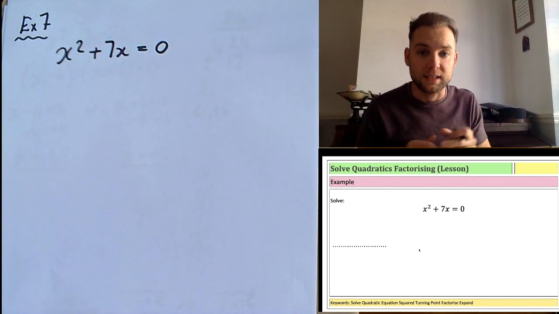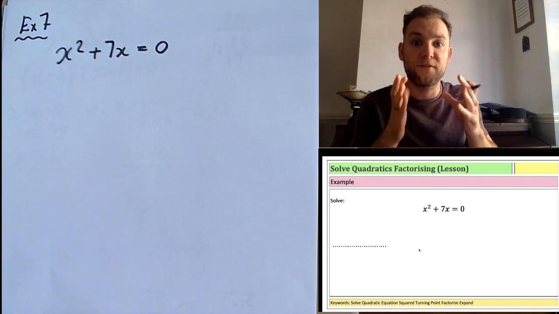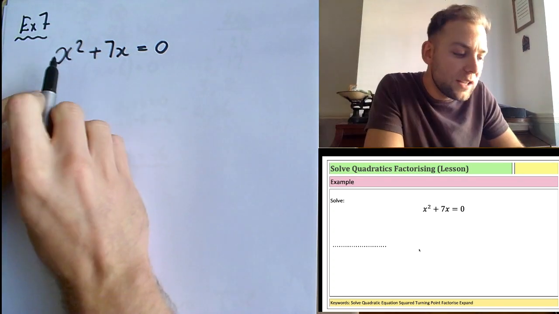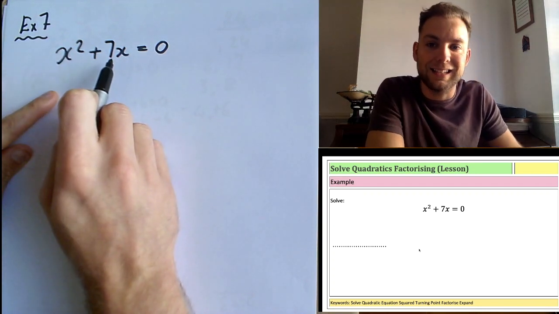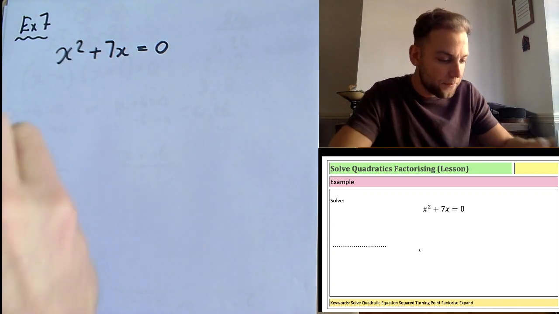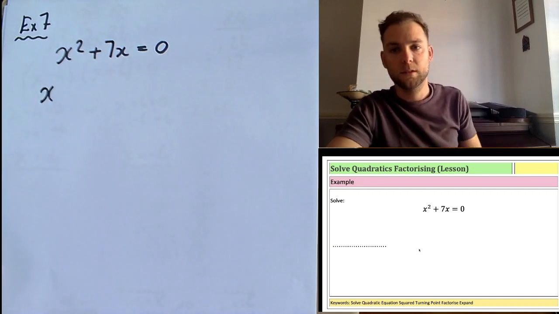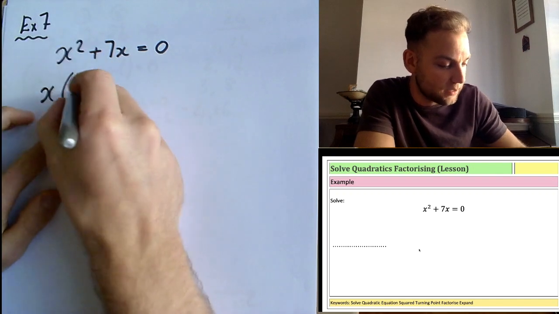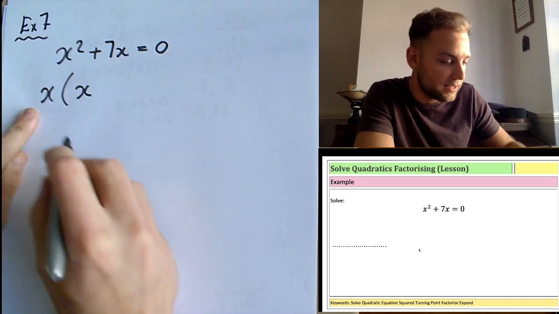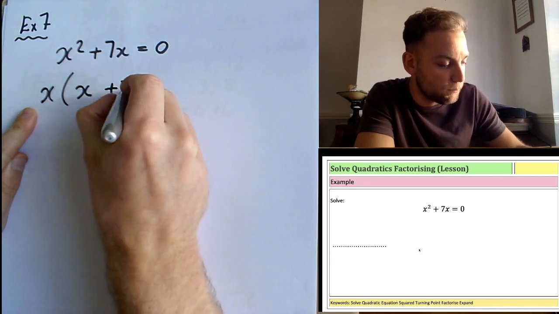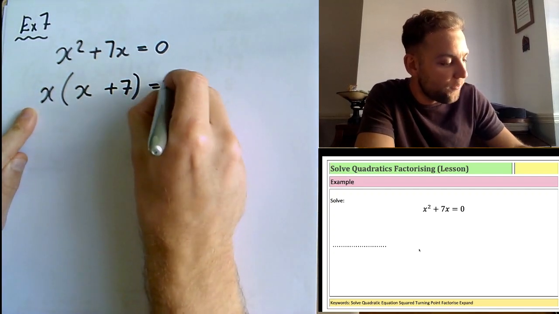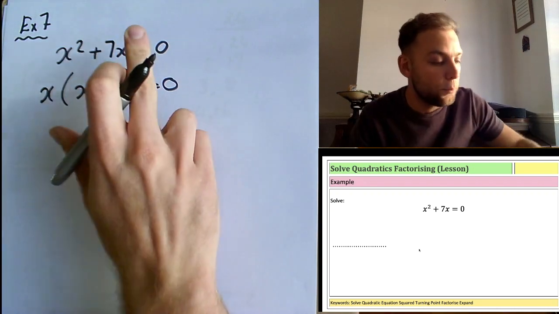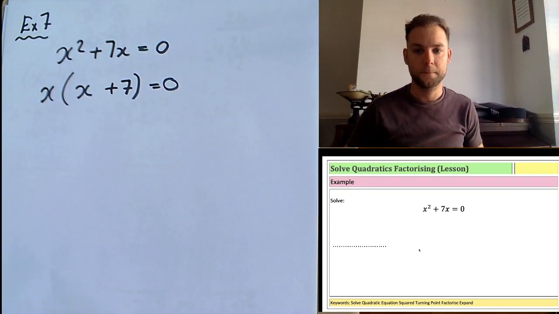I'm not factorising quadratics, I'm factorising into a single bracket. So what goes into x squared and into 7x? Well, the answer to that is x. So I can take x out as a common factor. So what do I need to times by x to get x squared? The answer is x. And what do I need to times by x to get 7x? The answer is plus 7. So I am factorising the quadratic, but I'm factorising it into a single bracket because that last term isn't there.